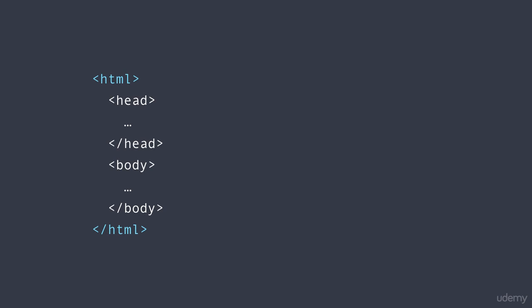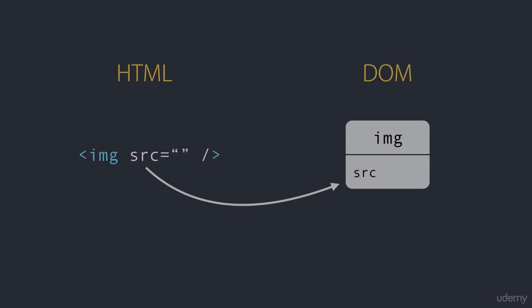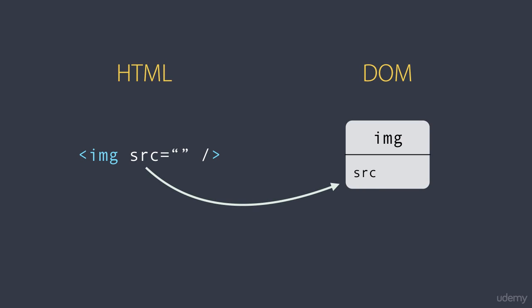So when your browser parses an HTML document, it creates a tree of objects in memory that we refer to as the DOM. Now, we can also create this tree of objects programmatically using vanilla JavaScript. So we don't necessarily need HTML, but using HTML is far simpler. Now, here's the key thing you need to know. Most of the attributes of HTML elements have a one-to-one mapping to properties of DOM objects.